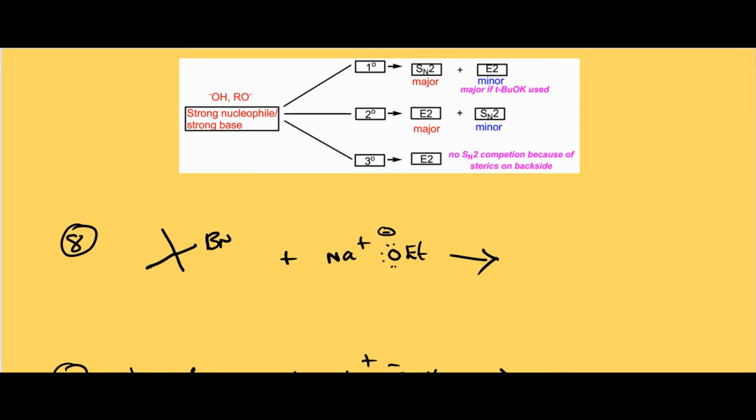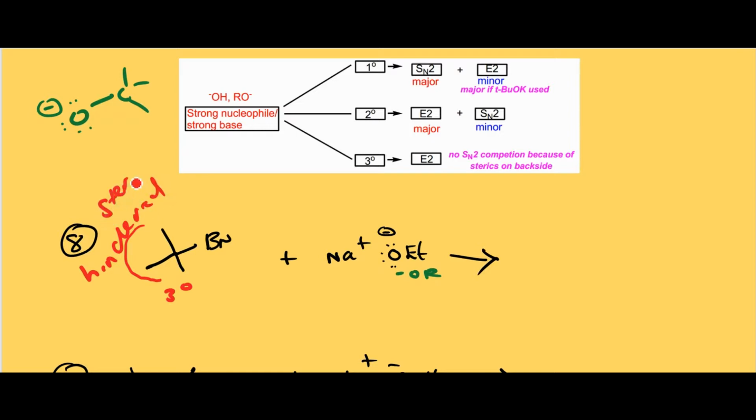Okay, we still have an OR group here. So it's a strong base, strong nucleophile, and the OEt is not as bulky as a tert-butoxide, right? So it could go either E2 or SN2. But let's look at our substrate. Our substrate right now is a tertiary substrate. You cannot do a back attack because the backside here is hindered. SN2 is not going to happen, because of sterics. It's hindered, so SN2 won't happen.